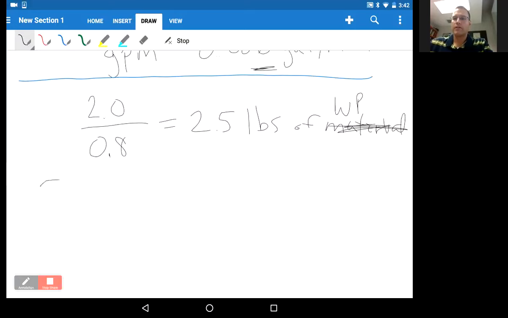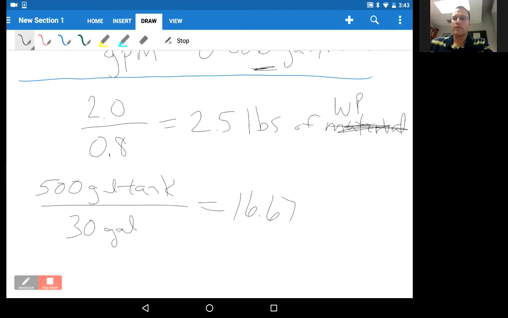So if we take the 500-gallon tank and divide it by 30 gallons, so equals 500 divided by 30. So 16.67 is how many 30-gallon units are in our 500. And in each 30 gallons, we have 2.5 pounds of wettable powder.